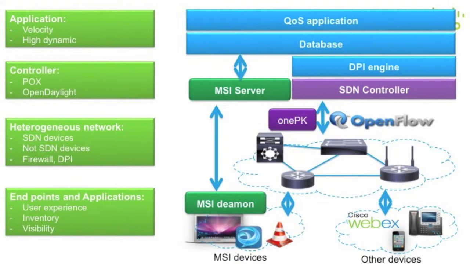Now Alice switches to her MSI-enabled Jabber client, whose signaling is protected with encryption. When the video call is established with Bob, the MSI daemon exposes the flow details to the MSI server running on the SDN controller. Our SDN application recognizes that these flows are produced by Jabber and is able to map them to the right quality of service class.